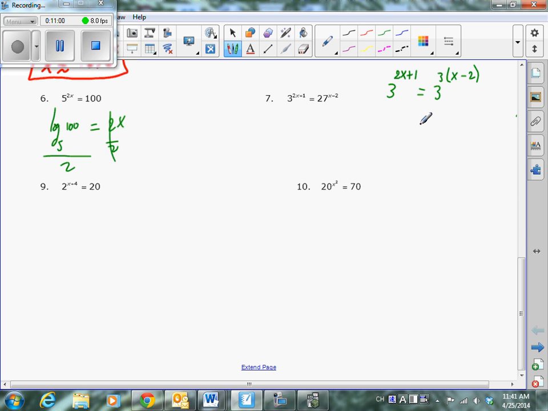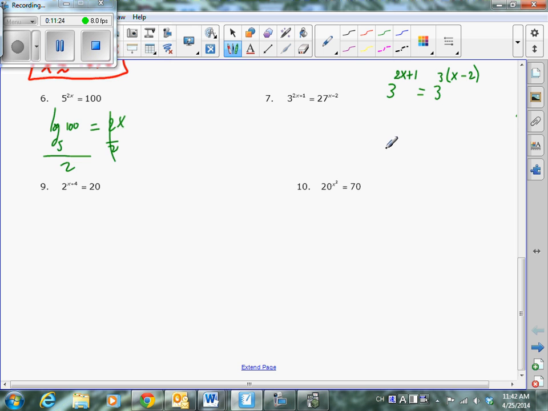Do you understand what I wrote there? Do we all get it? Probably someone doesn't. What's 27? 3 to what power? 3. So I just put 3 and I put the rest inside a parenthesis. You understand it now?